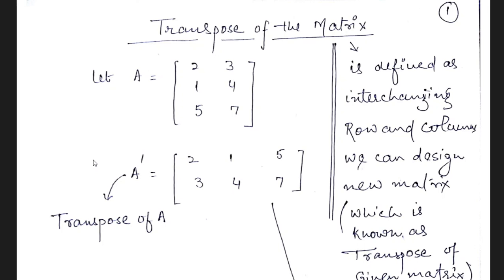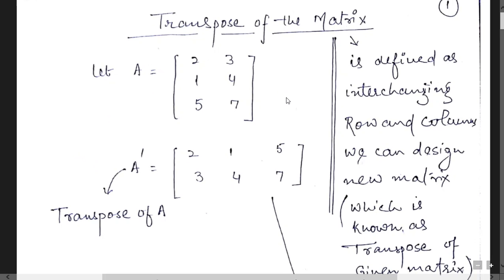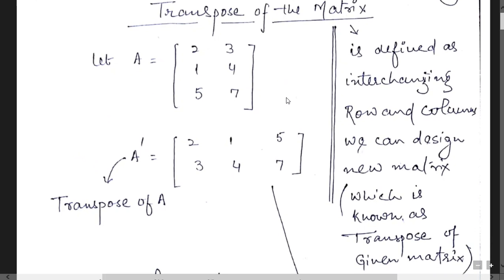Hello students, the next topic of matrices is transpose of the matrix. First of all, what is the meaning of transpose? Basically, transpose is the interchanging of row and column. Suppose this one is the matrix A.